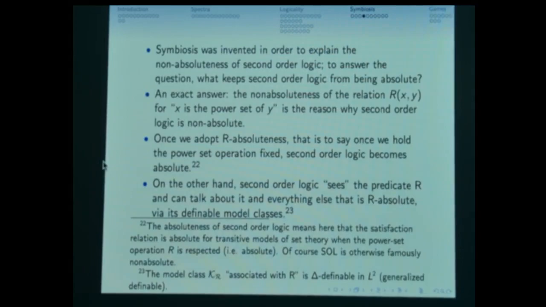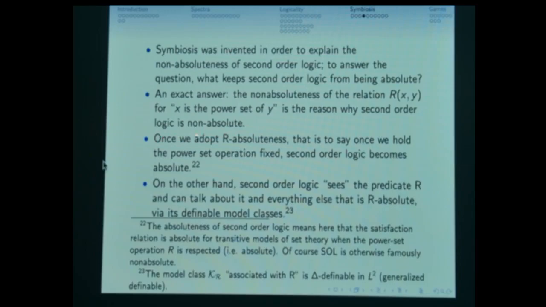Okay. So this was invented in order to answer the question, why does second order logic fail to be absolute? That is to say, the truth definition is not absolute as a relation, it depends on the model's set theory. So what keeps second order logic from being absolute? And in the language of symbiosis, and I'm going to talk about this in the next hour, the non-absoluteness of the power set operation is the reason why second order logic is not absolute. And I will explain this.